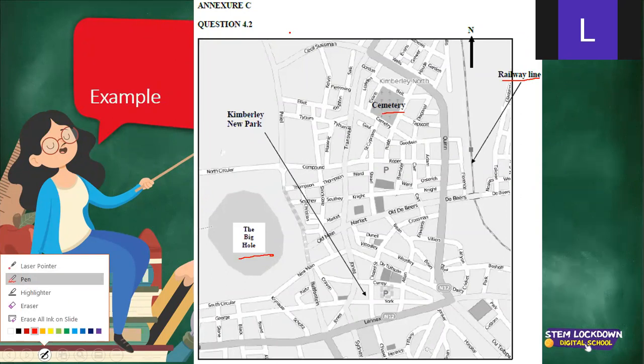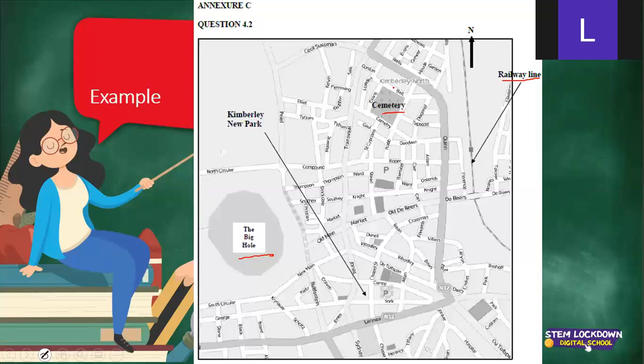I'm getting a couple of answers from a couple of learners, and they're all correct. So the name of the road is De Beers, something like that. All of you are correct. You can see all of you writing answers. Well done. Now the next one. So the name of the road is De Beers.